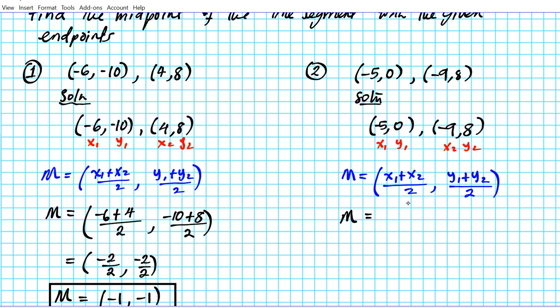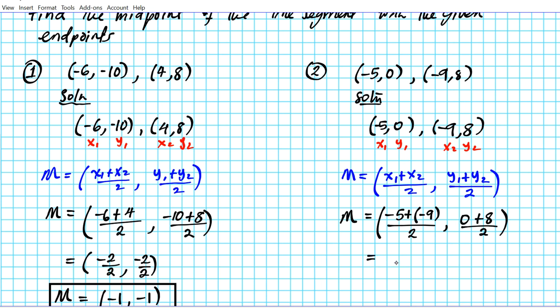The next step is to substitute, all right? So x1 is negative 5 plus x2. Now notice x2 is negative, so we have to put parentheses around it. Be careful when substituting negative values. Comma, y1 is 0 plus y2, 8, over 2. So we've now substituted. We're now going to simplify using PEMDAS.